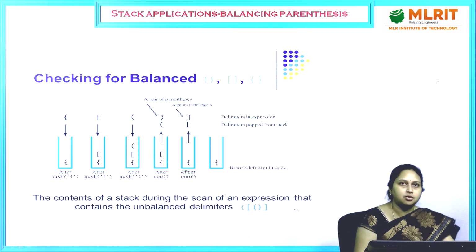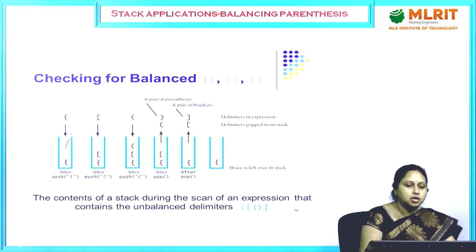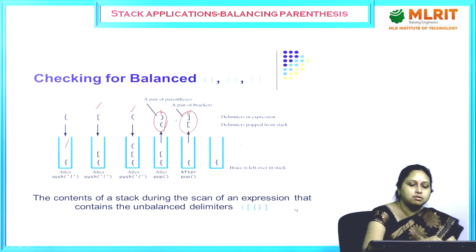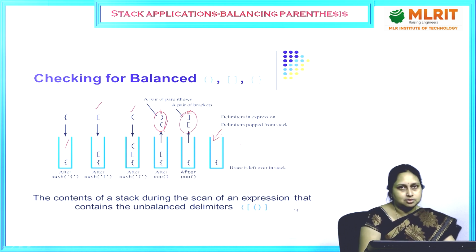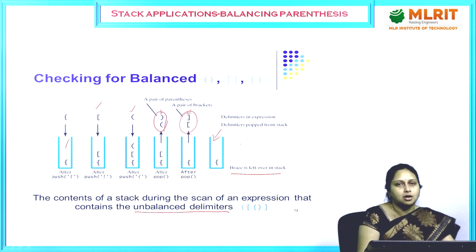Now we have one more example to look into. In the same way, we are going to check it for curly parenthesis. If we get an open curly parenthesis, we are going to push it, and the square parenthesis also we are going to push, and the curved parenthesis we are going to push. The next encountered symbol is a closed curved parenthesis, so we are going to pop it from the stack. Next we get the closed square parenthesis, we have a match, and we pop it from the stack, and we are left with one curly parenthesis in the stack. That means a brace is left over in the stack, which represents unmatched delimiters, or we can say it is an unbalanced parenthesis in the given expression.